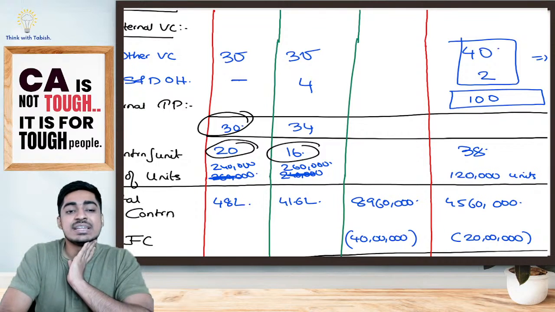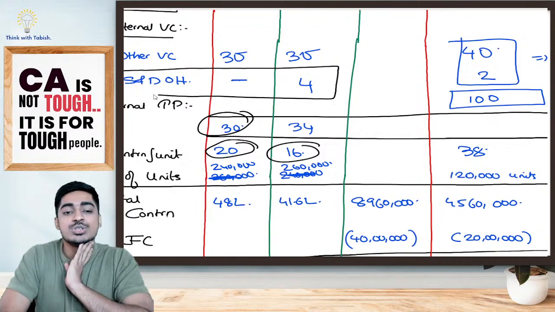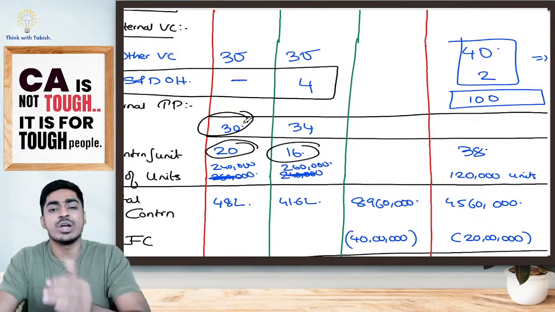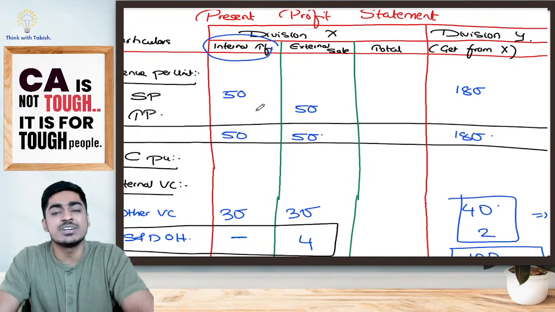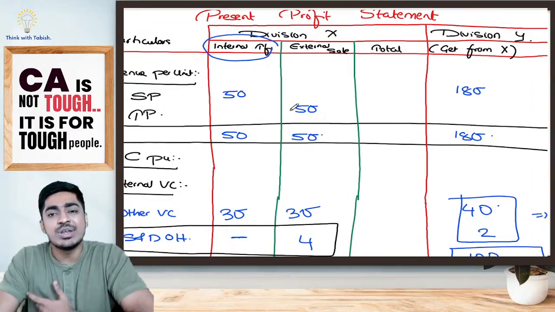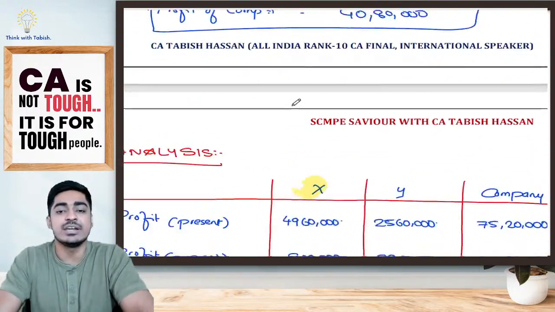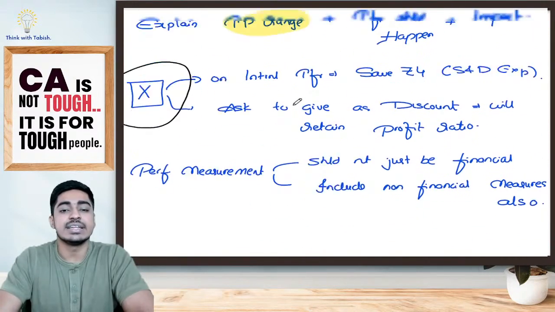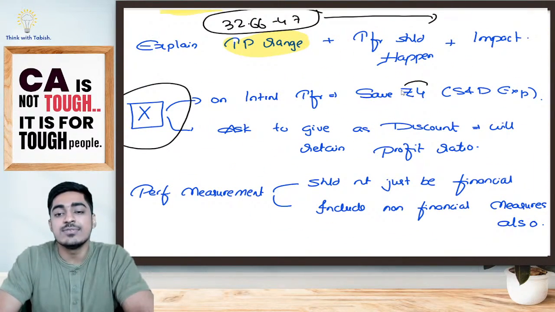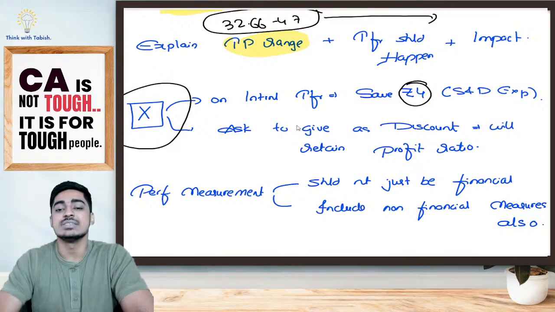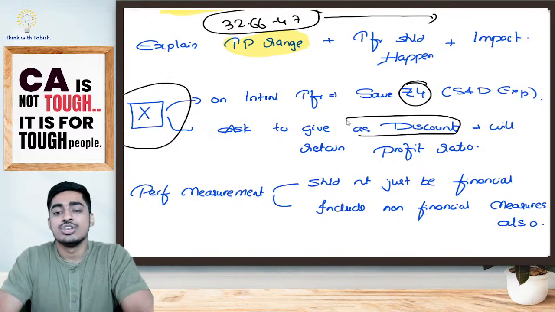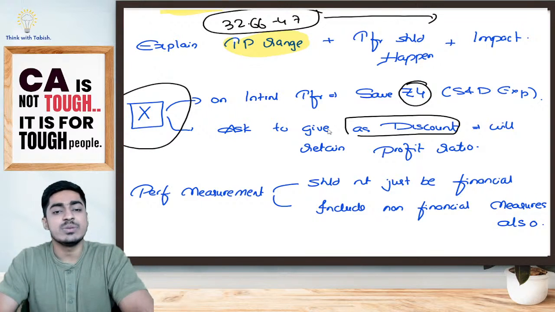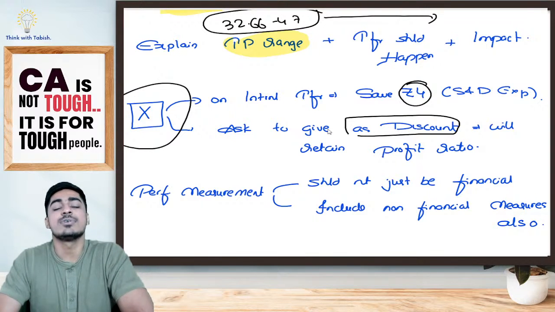On external sale, you are incurring selling and distribution overheads of 4 rupees. This you are not incurring in internal transfer, right? So why don't you give a 4 rupees discount and transfer it at 46 rupees? Your ROI will not be impacted. That thing we need to tell X. On internal transfer, we are saving 4 rupees on selling and distribution expense. Give it as a discount. Your profit ratio will remain as it is, and transfer will also happen because it is between 32.66 and 47.